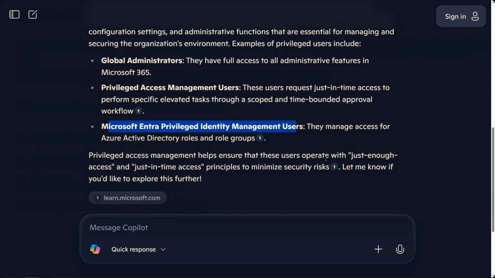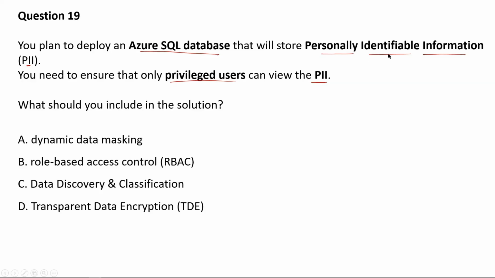Let's go back to the question. Now we understand the personally identifiable information which is stored in the SQL Server database, and only the privileged users should be able to access or read this information from the database tables. Non-administrative users should not be allowed to read this information from the database.